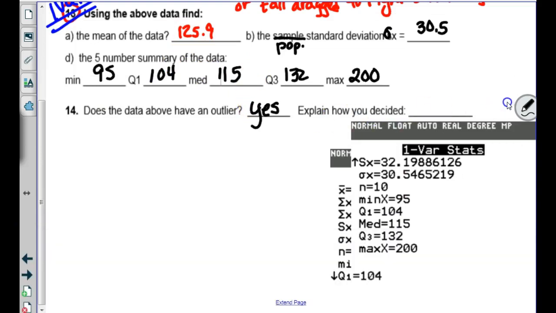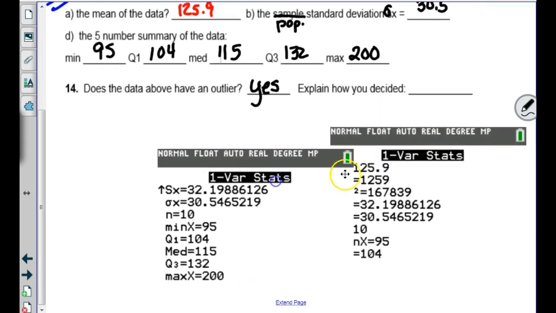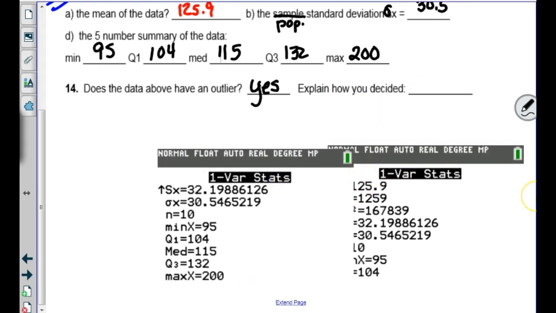Now, I could be real nice. What would you like to tell me? It's got a lot of room on the quiz, but the actual reason is because the value of 200 is more than 1.5 times the interquartile range past the Q3. But you don't have to tell me that. You could say, I graphed the box and whisker plot and it showed an outlier. Okay.